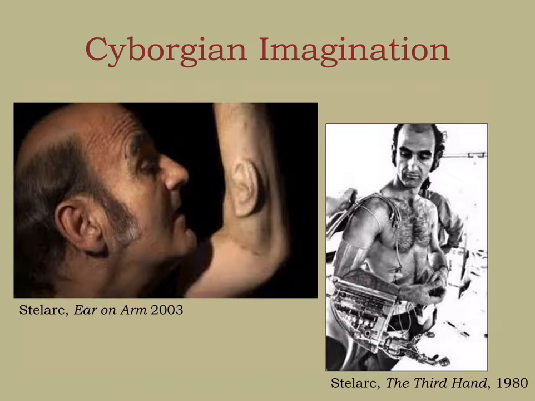The second one there is an earlier work from 1980, and this is his first investigations of robotics, and he calls this the third hand, and it was made of cast latex, aluminium, cables and a battery pack, and it worked by picking up on the muscle movements from the legs and arms.